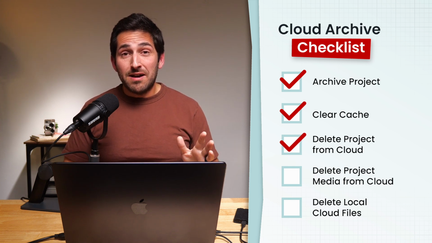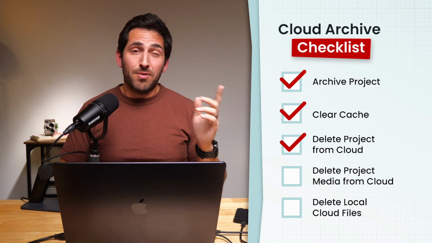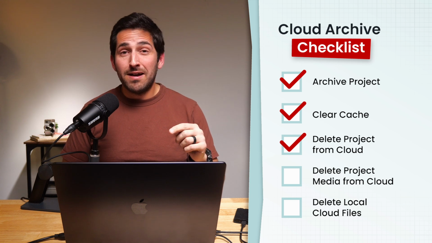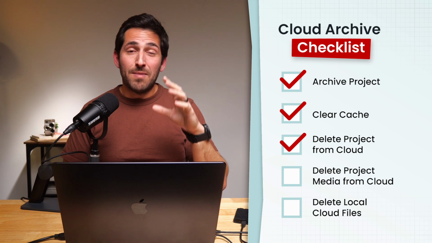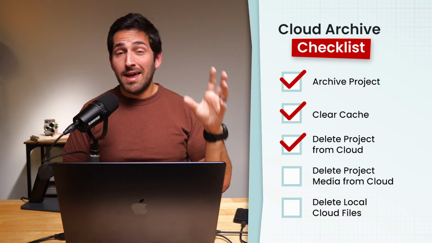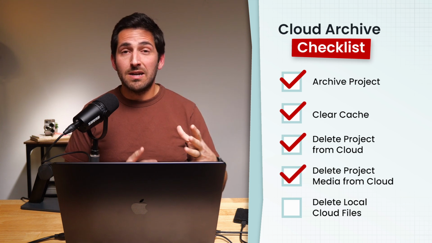So the project library is now deleted off of Resolve, but the media is still on Blackmagic Cloud. So you got to go to the Blackmagic Cloud website, go find the project library in cloud storage, go find the folder name that matches the project library that you just deleted, and then delete that folder. Or if you want more granular control, you can go into that folder and delete individual files.